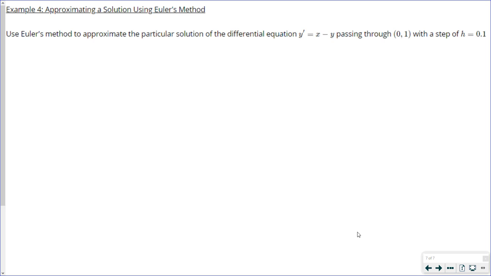We're going to use Euler's method to approximate the particular solution of this differential equation, y prime equals x minus y, passing through the point (0, 1). So this gives me my x sub 0 and my y sub 0. And it tells me h is 0.1. The first thing we want to do is make ourselves a little table.